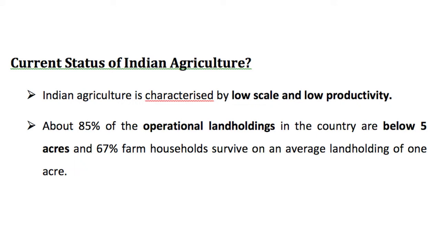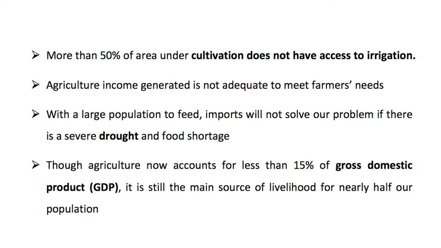Current status of Indian agriculture. Indian agriculture is characterized by low scale and low productivity. About 85% of the operational land holdings in the country are below 5 acres and 67% farm households survive on an average land holding of 1 acre. More than 50% of the area under cultivation does not have access to irrigation. Agriculture income generated is not adequate to meet farmers' need.